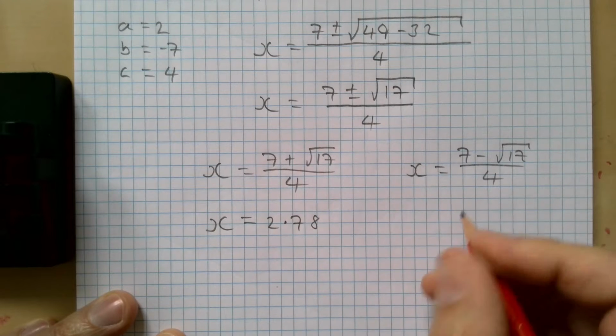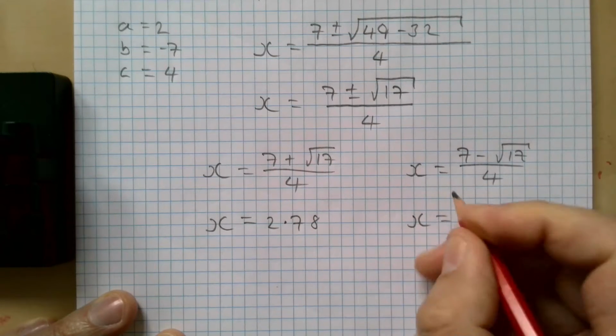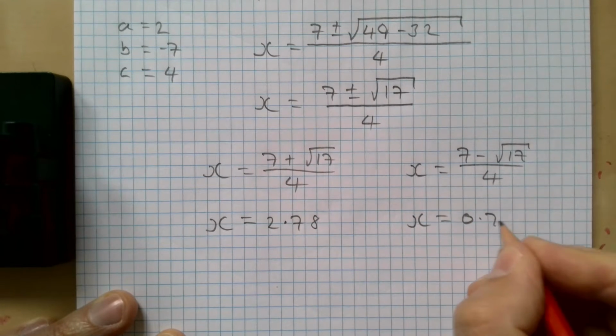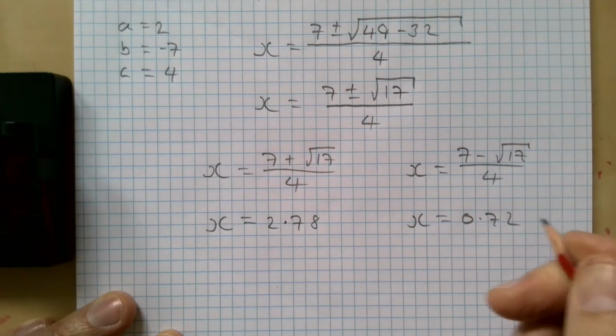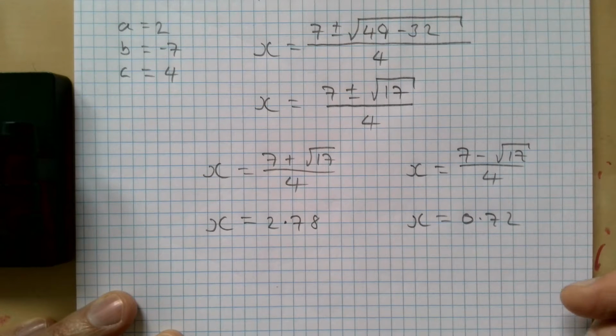It might be worth you trying it now. And then the other one is 0.72, and both of those answers then are to 2 decimal places.